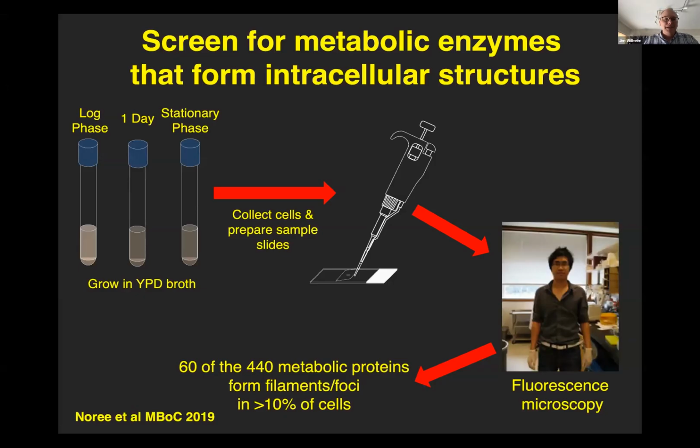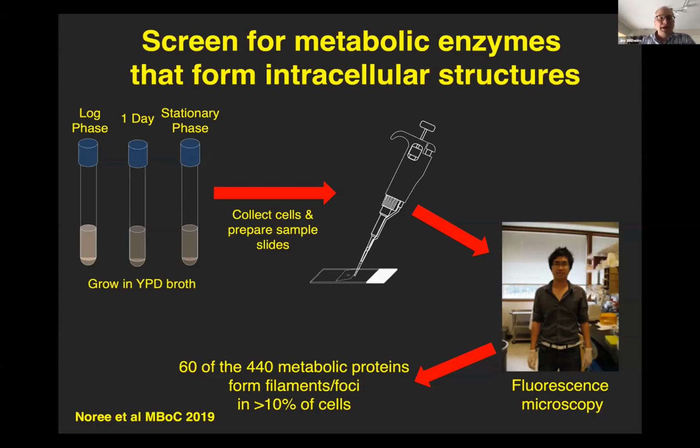So I'd like to start with the more recent screen that just came out in 2019, where we screened all 440 metabolic enzymes in the yeast GFP strain collection for the ability to form structures under 3 different growth conditions. And we found 60 of the metabolic enzymes will form either filaments or some other type of structure in more than 10% of the cells. That's given us a huge number of targets to play with, which obviously leads to a question of which ones do you prioritize.